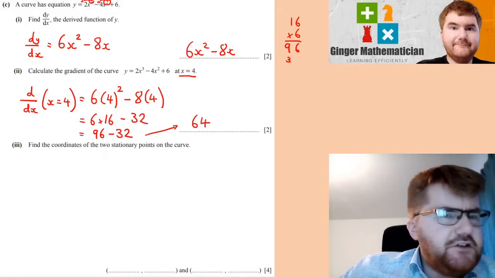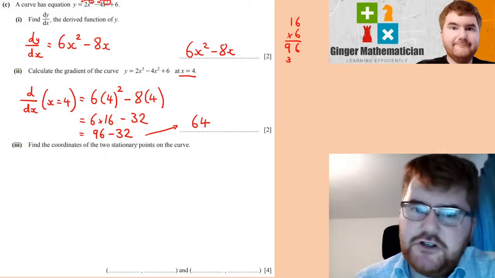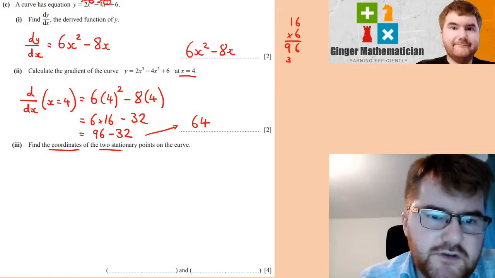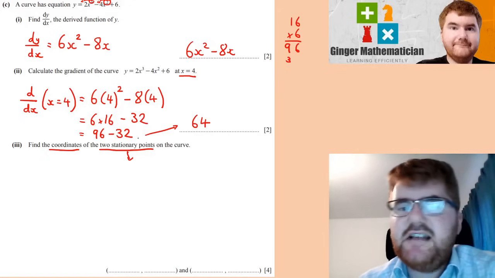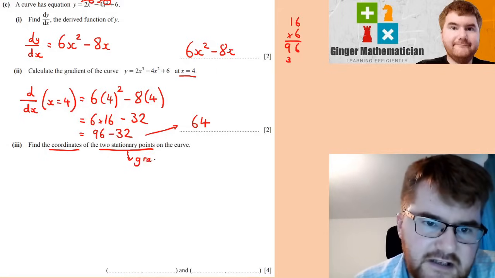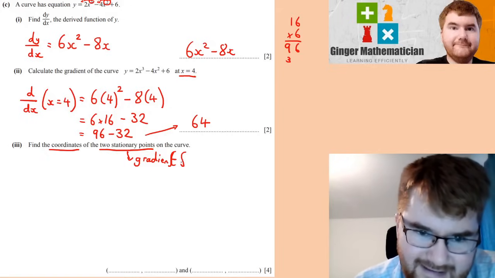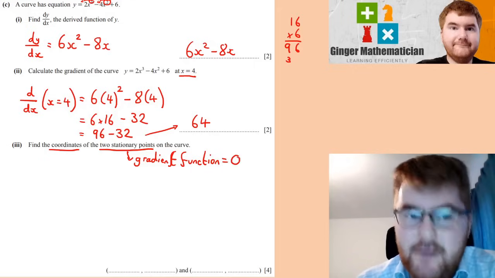And this is a good question to go through because it goes through a lot of the typical paper 4 style differentiation questions. And we want to work out the coordinates of the two stationary points on the curve. So as soon as you see the phrase stationary point or turning point, you need to be thinking that the gradient function is equal to 0.